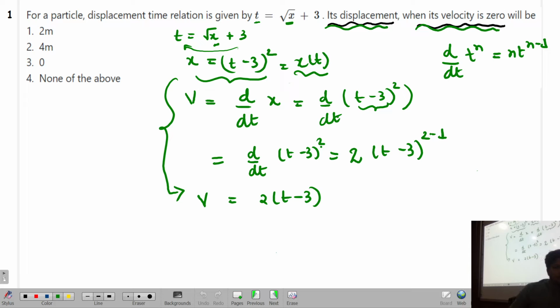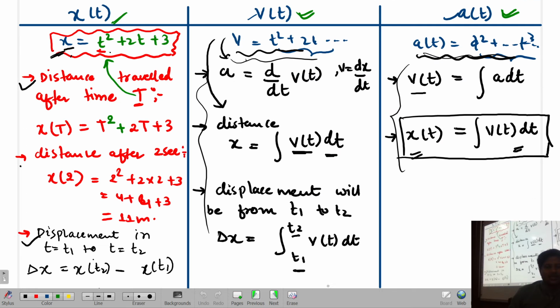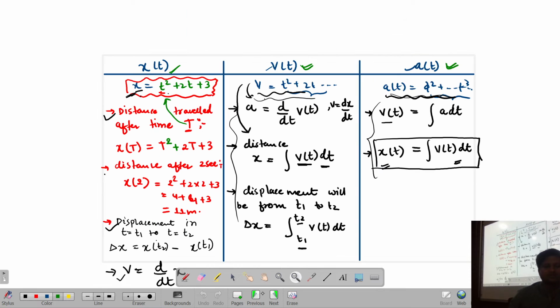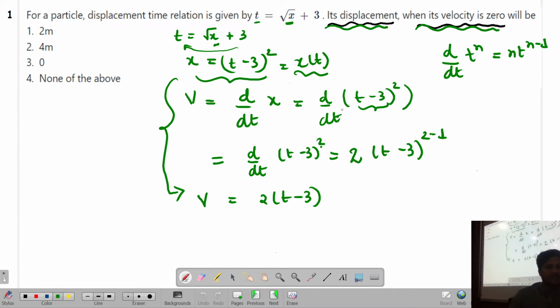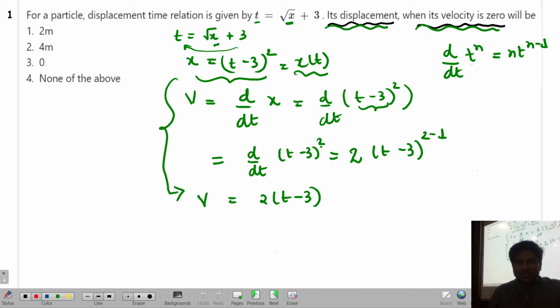Now from x of t, if we want to calculate velocity, look over here, I already gave this formula. Velocity is equal to d by dt of x. So now x is equal to t minus 3 whole square, and I put it over here: d by dt of t minus 3 whole square. Now try to understand, if you are applying the formula of differentiation, there are some formulas. First formula: if t to the power of n is given and d by dt is mentioned, what is the net result? It is equal to n t to the power of n minus 1.